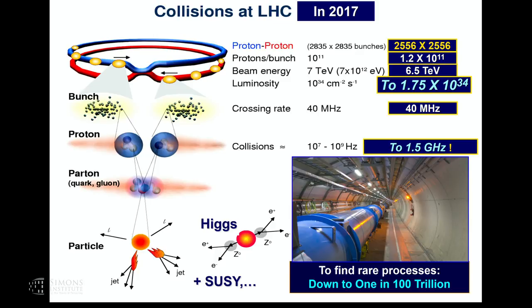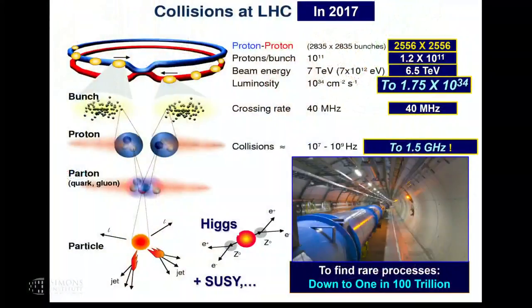There was a design luminosity which people thought was just a reach. In some units, it's 10 to the 34 per centimeter squared per second. For example, if you talk about the strong interaction and how many interactions you get when the particles collide, 10 to the 34 would be about 10 to the 9 interactions per second. And in fact, amazingly to us, we've gone beyond that.